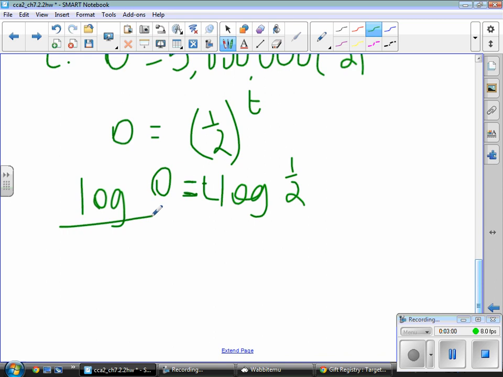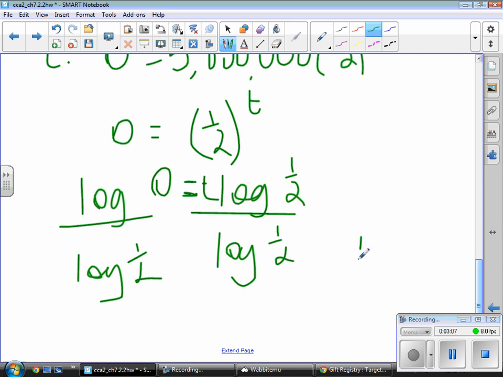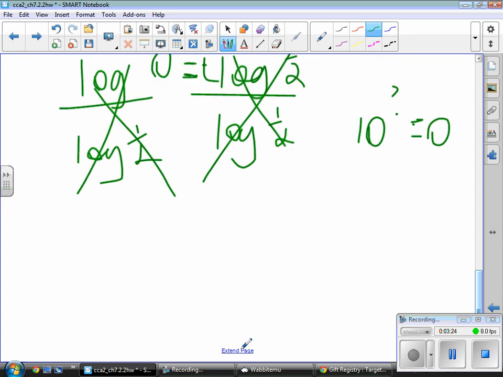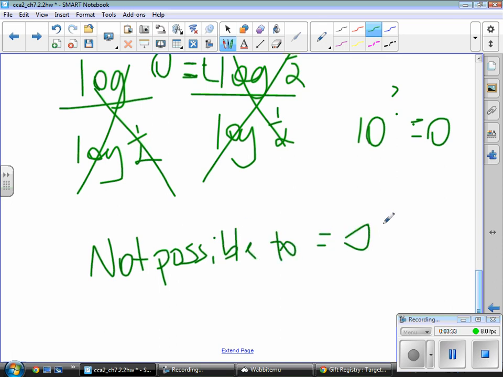Well, log of 0 is a problem. We can never actually get it to equal 0, right? 10 to the what power gives me 0? We've talked about that before. That's not possible if I do 1/2 or other numbers that get smaller. Negative exponents make some fractions, but I'm never going to get 0. So it's really not possible to get down to 0 bytes left.